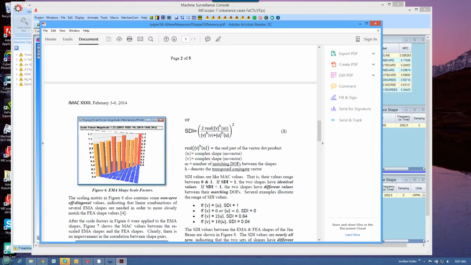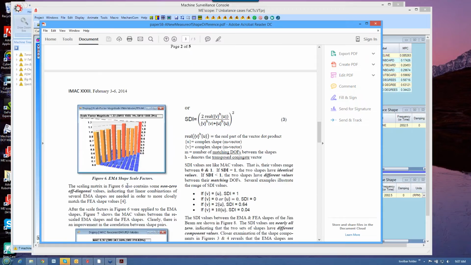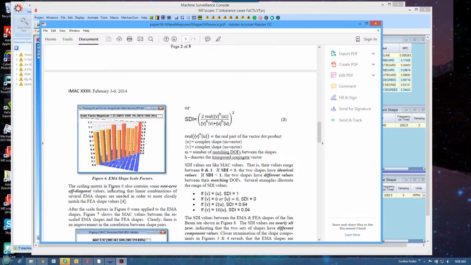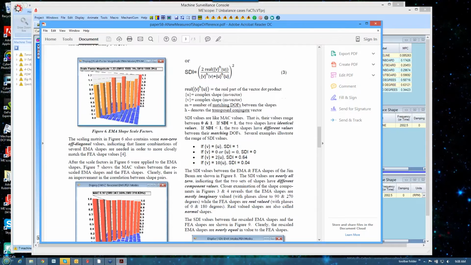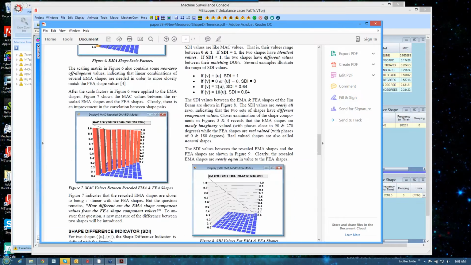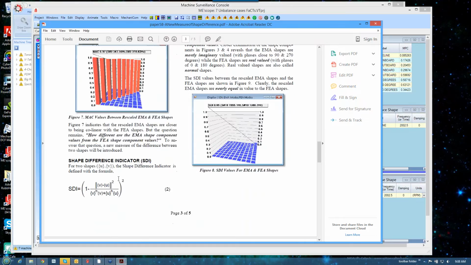The EMA, or the experimental shape data, may have different scales, in other words, different magnitudes. This is a picture showing that in fact they do have different magnitudes when we compare the EMA with the FEA shapes. We can rescale that data in Emiscope so that the scaling of the two shapes match. So that's what's going on here. But the more important thing I want to show you is down here, the shape difference indicator.